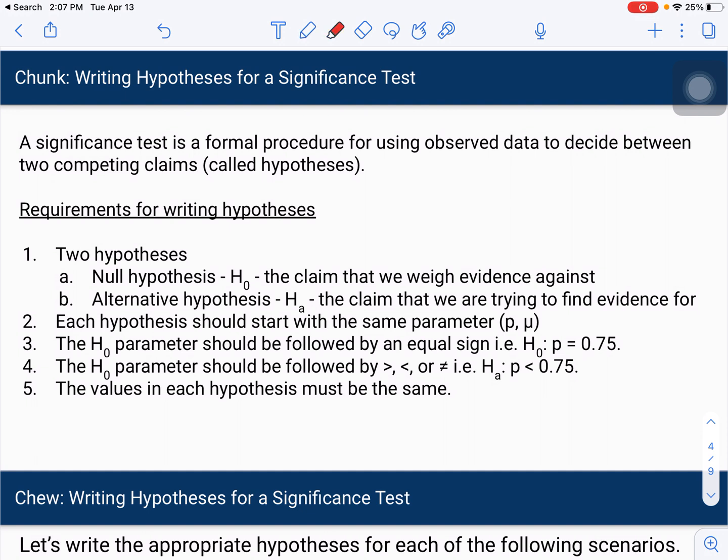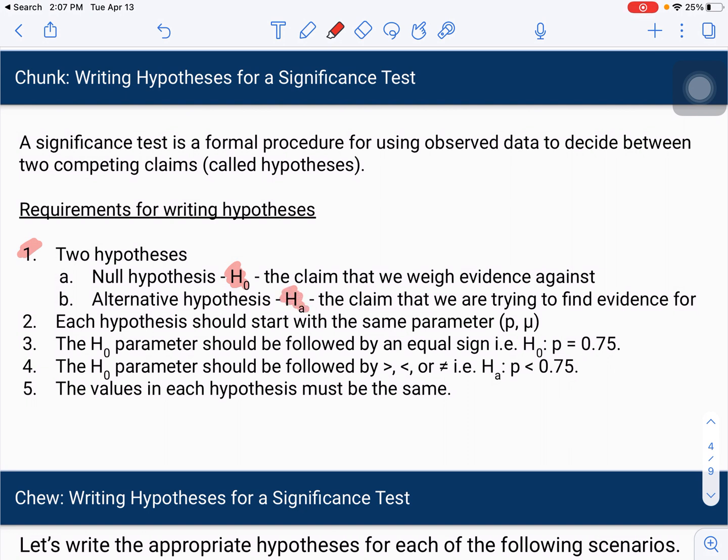If we go through these requirements, requirement 1 is that the hypotheses always need to come in pairs. So there are always two hypotheses. The first one is what we call a null hypothesis. It's abbreviated as H with a subscript of 0. And the second one is called the alternative hypothesis, and that's abbreviated with the H and a subscript of A.